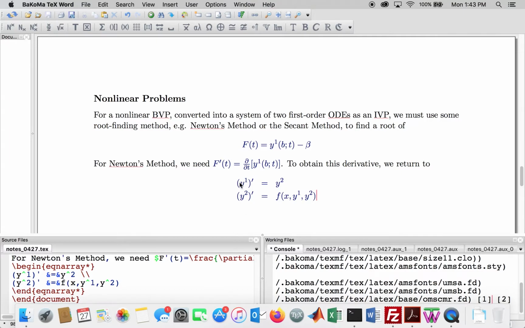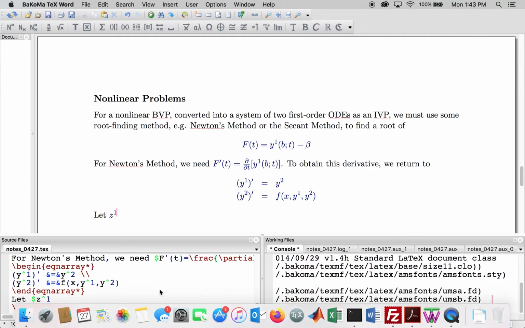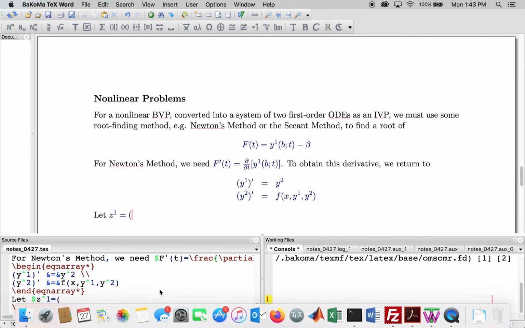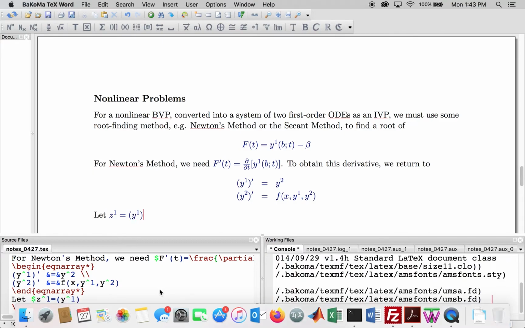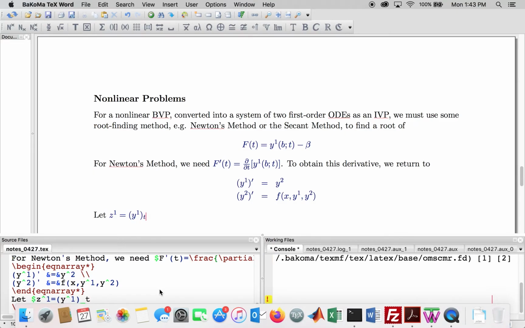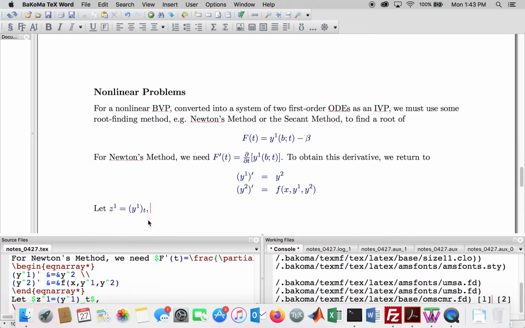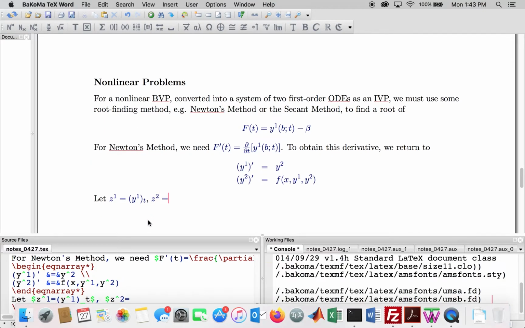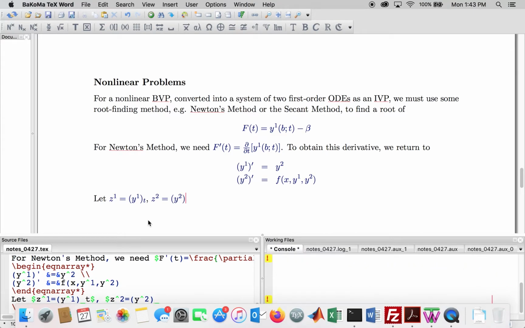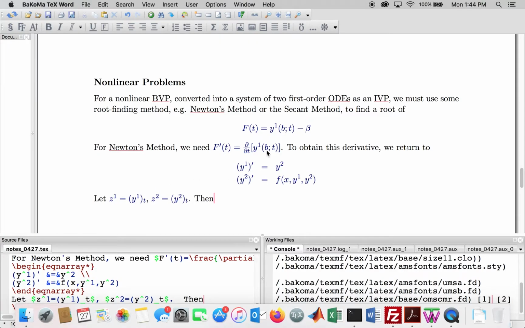Now, keep in mind, when I have prime here, prime refers to derivative with respect to x. Any derivative I have with respect to t, I'll use the partial symbol here. So I will let z1 equal the derivative of y1 with respect to t. I'll use the subscript notation also, the usual notation for partial derivatives. And z2 is the derivative with respect to t of y2.